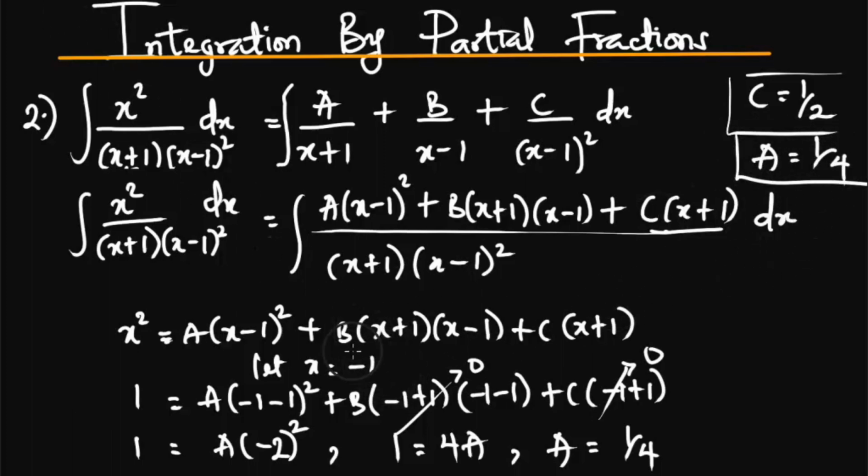At this point, there are two ways to find B. We can decide to substitute another random value of x. We can say let x equal 2 and just substitute 2.